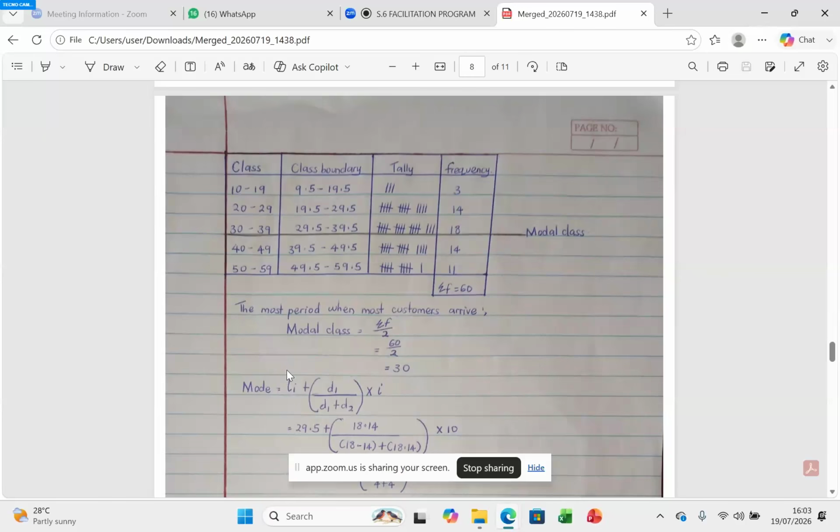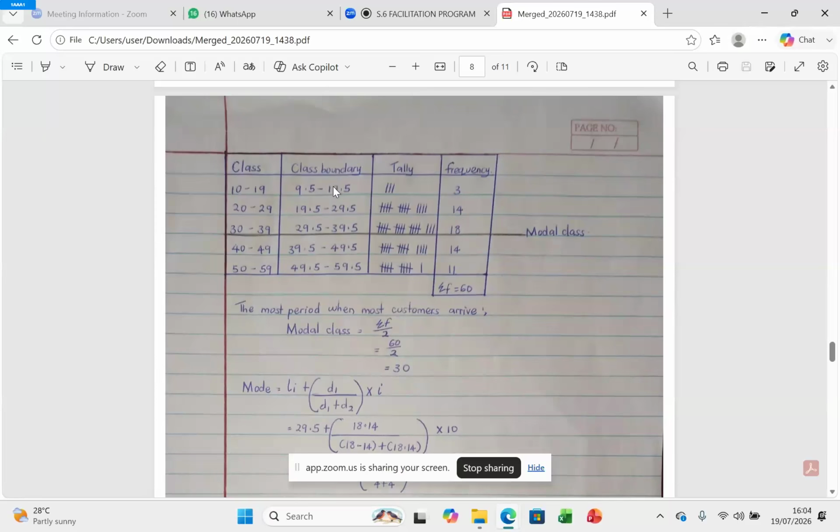We used an interval of 10 when doing this class boundary. Our lowest class boundary was 29.5 in the modal class. You may ask me, where did you get it? We got the frequency divided by 2. That gave us 30 to get the modal class. So to get the lowest class boundary, we use the modal class row. We want the modal class.